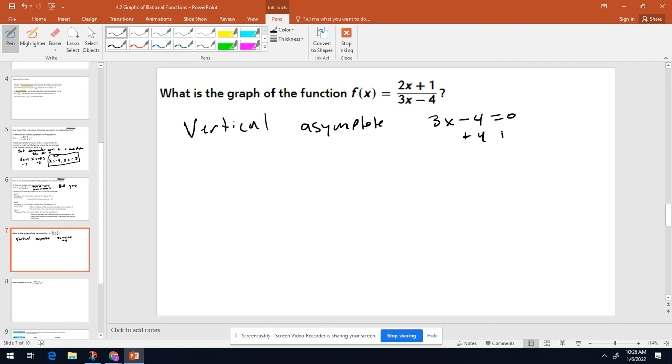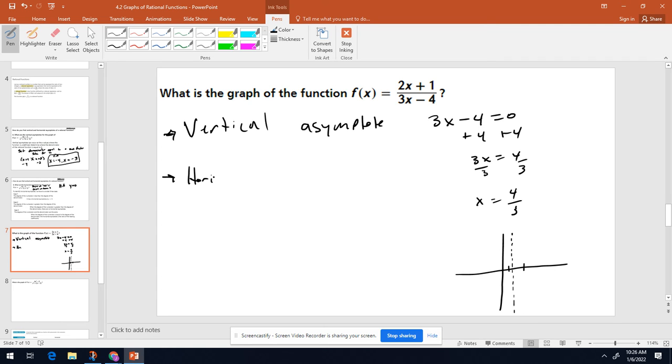I'm going to add 4. 3x equals 4. I'm going to divide by 3, and I get x is equal to 4 over 3. So if I were drawing a graph, I would go over to 4/3, which is right here, and I would draw a vertical asymptote. Then it's going to ask you to find the horizontal asymptote.